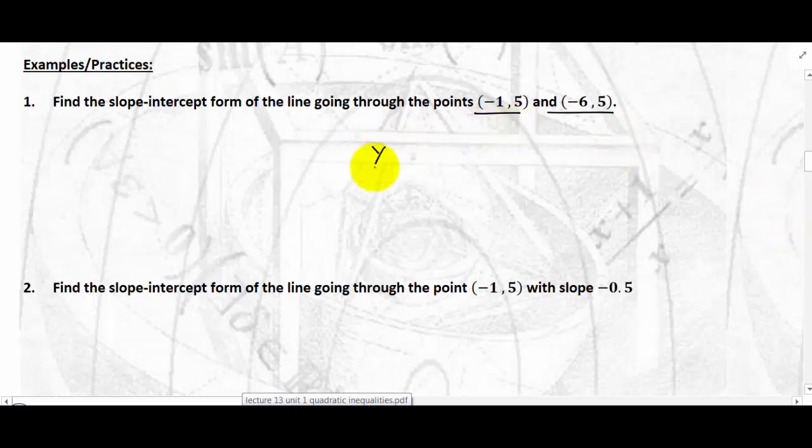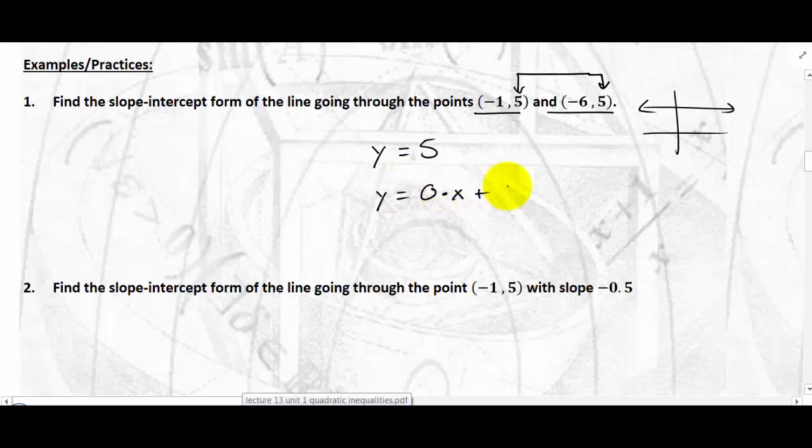We know that the equation of the line is actually y equals 5. The points are going through the same y, therefore the line is horizontal, right? You remember? Well, this is actually the slope-intercept form. It's y equals 0x plus 5, okay? This is your slope and this is your y-intercept. I'm gonna let you do number 2.